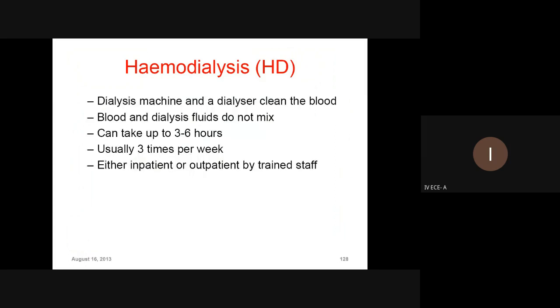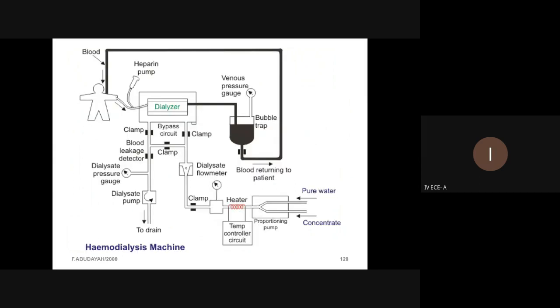So the hemodialysis machine cleans the blood. Blood and dialysis fluid do not mix. It can take up to 3 to 6 hours, usually 3 times per week, either inpatient or outpatient, by trained staff. So this is the hemodialysis machine.